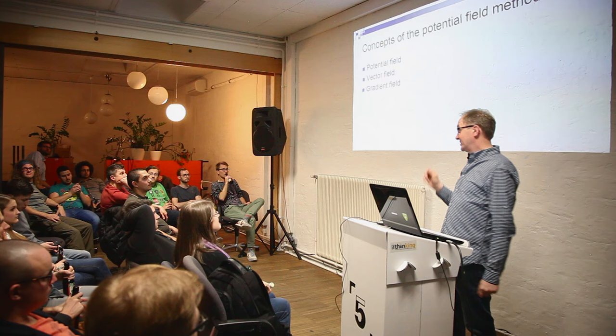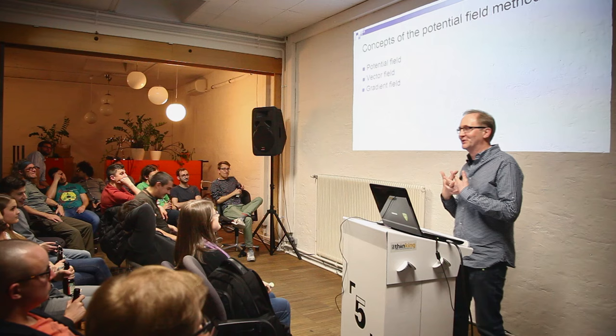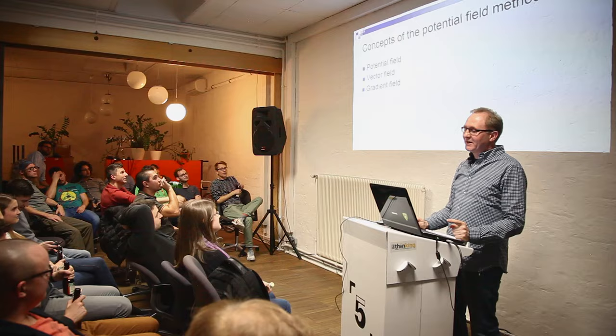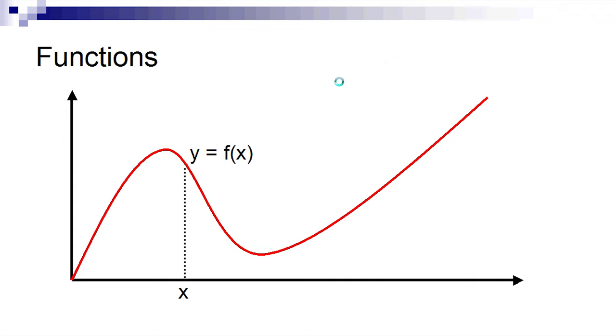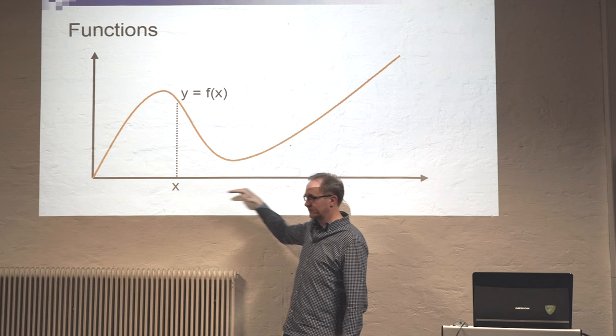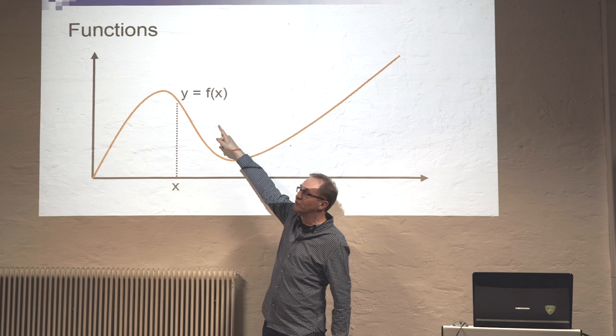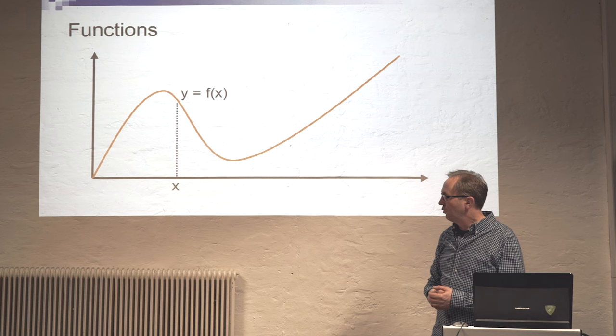Unfortunately, we now need some concepts of mathematics, but please, I'm also not a mathematician, so just the basics. It's based on three important concepts: the so-called potential field, the vector field, and the gradient field. Let's start off with a simple mathematical concept, a function. You will know it. A function is a mapping rule which maps to each number another number. To each value x on the x-axis, it maps a new value y, computed by some rule, or also just stored in a table, and this is a function.